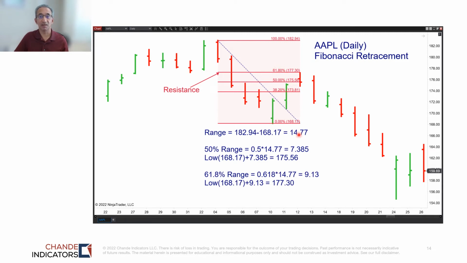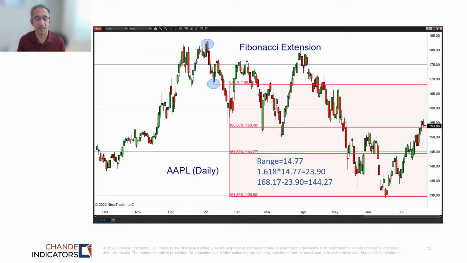So we're using the Fibonacci ratios to find the proportion of the range, and we are subtracting that from the high or adding that to the low based on whether we want to find support or resistance. So this is still the Apple daily chart, and the ellipses show the high and the low that we're using for our reference, and the range between them is $14.77.